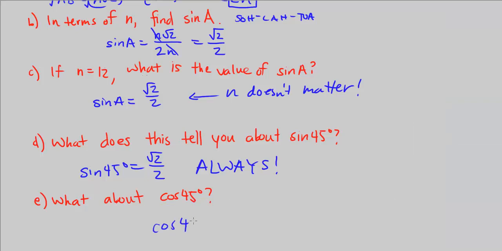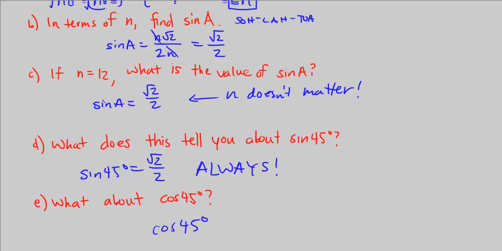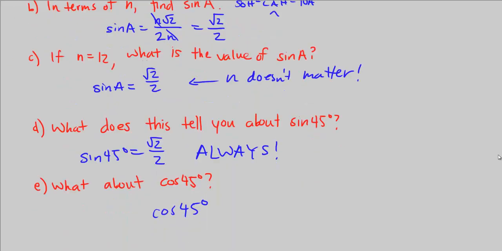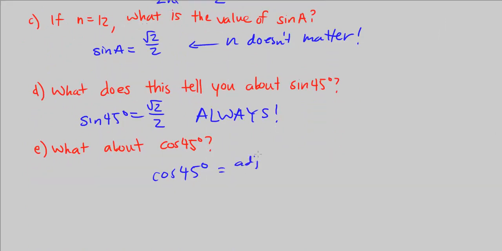Well, cosine of 45 degrees, since our angle A is 45, I can use angle A, and cosine, remember, is A over H, which is adjacent over hypotenuse, which in this case is n square root of 2 over 2n. The n's cancel out again. We're left with square root of 2 over 2. So no matter what n is, cosine of 45 degrees is also equal to square root of 2 over 2 always.